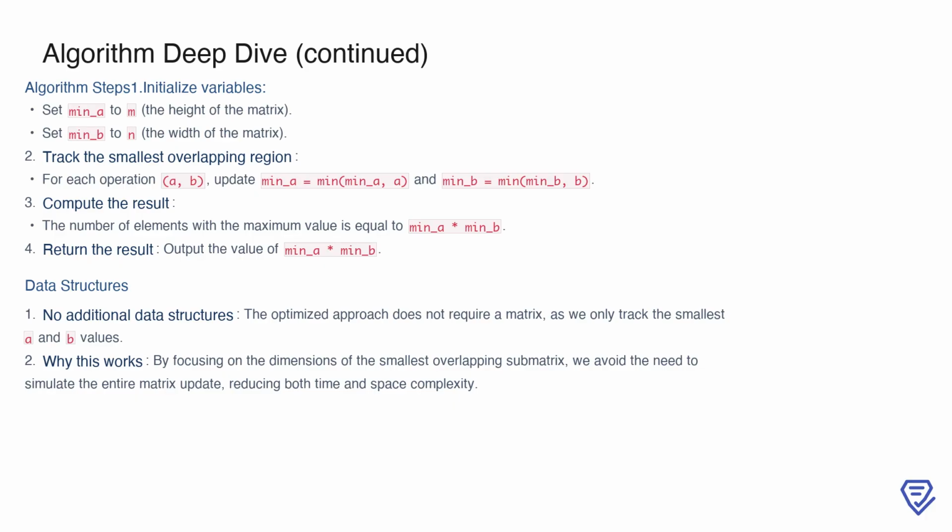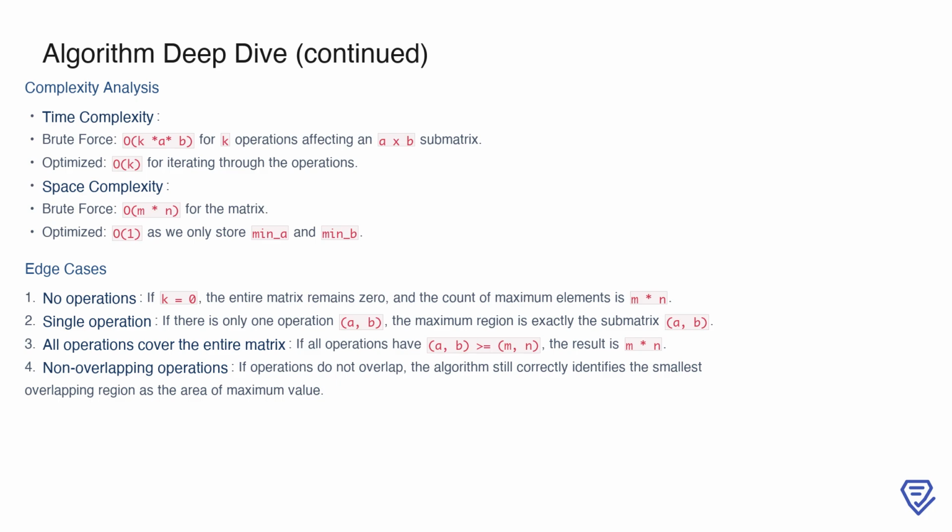This works because the smallest overlapping region inherently determines the area with the maximum increment value. Analyzing the complexity, the brute force approach has a time complexity of O(k * a * b), because it updates all elements within the submatrix for each operation. It also has a space complexity of O(m * n) to store the matrix.